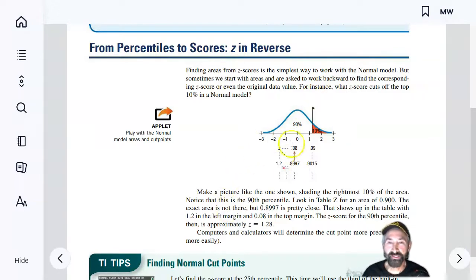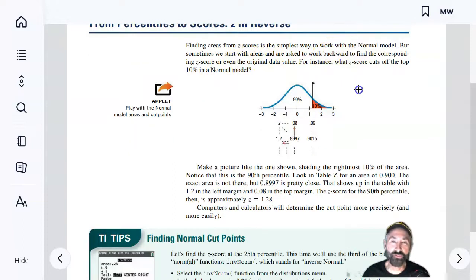Anyways, basically what will happen is we'll be given a question like what z-score cuts off the top 10% in a normal model, and then we'll have to go to our z-table. This is it down here, and we'll have to look for where we have the top 10%. In this particular example, they're making us think because in order to get the top 10% in a z-table, we have to look at the bottom 90%.